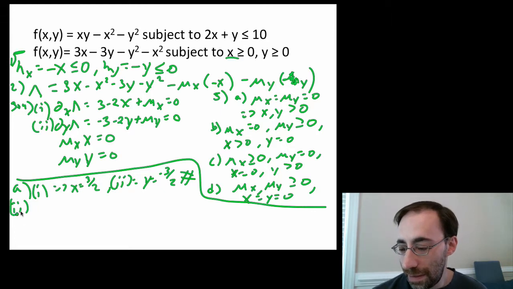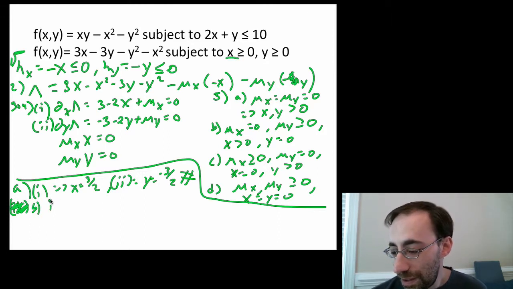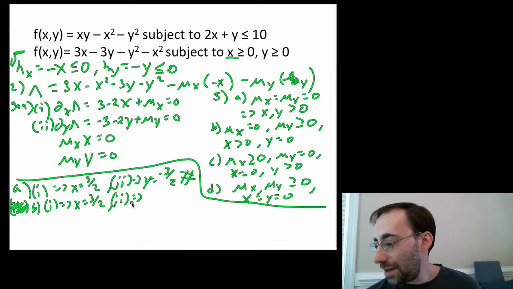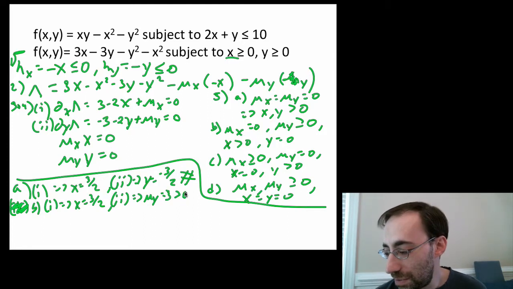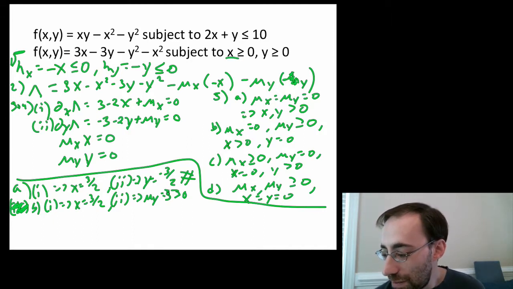Next one, B. So for B, we have y equals 0, and x is positive. So 1 again implies x equals 3/2, no problem there. What does 2 imply? Well, 2 implies that, now y is 0 here, so you have mu y equals 3. 3 is greater than 0, so that's fine. We assumed that mu y is greater than or equal to 0. It is. So this is a possibility.